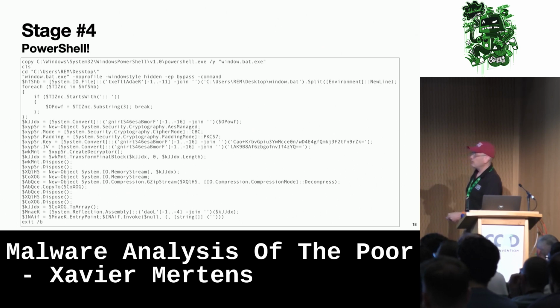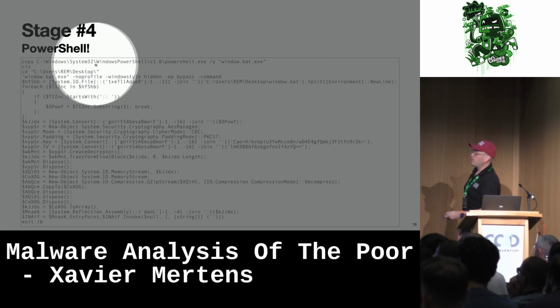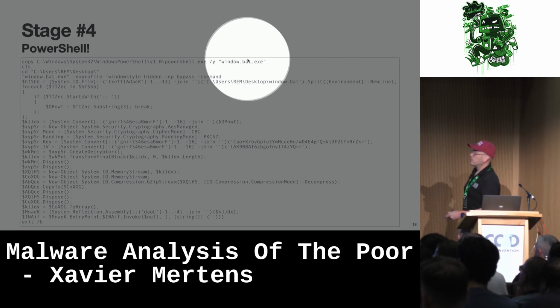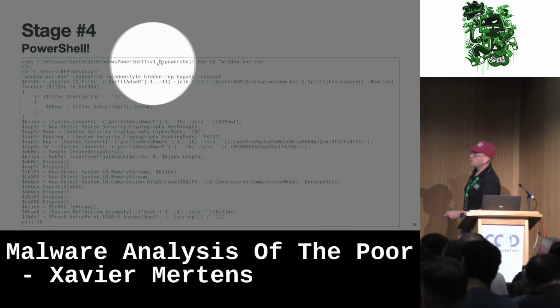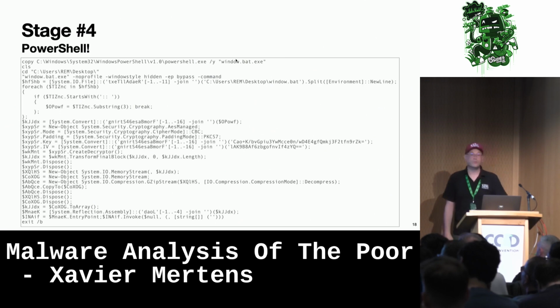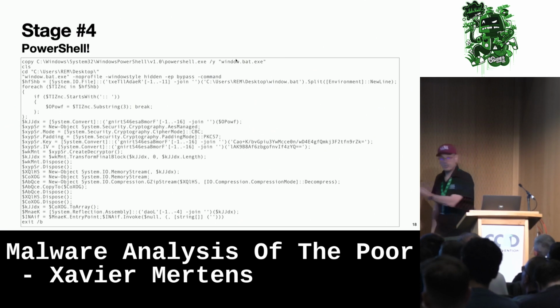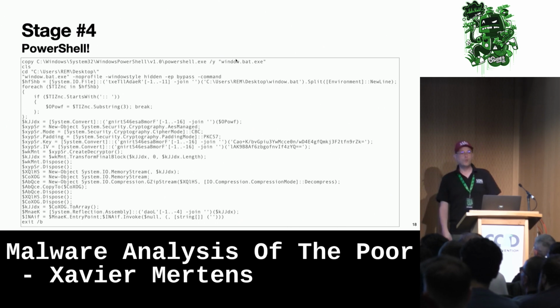So the trick here, the attacker copied PowerShell.exe to window.bat.exe. And basically, then he called the window.bat.exe with the PowerShell script. So if you list the processes on the system, you will not see PowerShell.exe, but you will see window.bat.exe, something like this, which looks less suspicious.